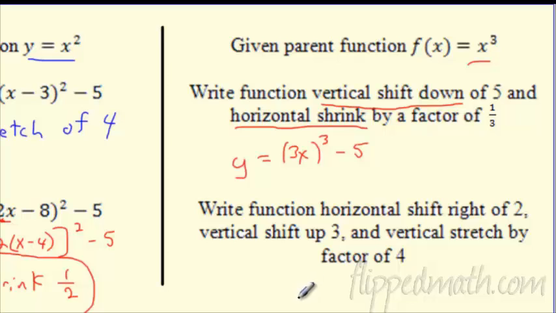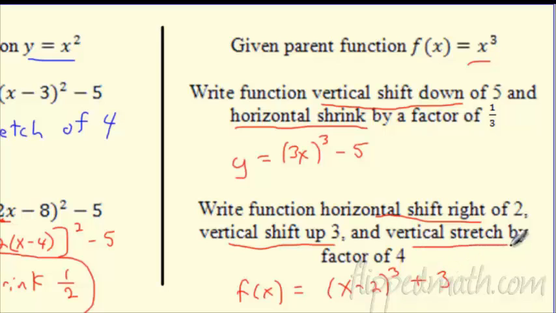How about this one? Write a function with a horizontal shift right 2, vertical shift up 3, and a vertical stretch of 4. Oh my goodness, this has got everything. I know the parent function is a cubic, and I like to start in my parentheses. There's a horizontal shift going on, right 2, opposite of what you would think. Then I'm going to do the vertical shift up 3. Boom. Now can I add a vertical stretch by 4?